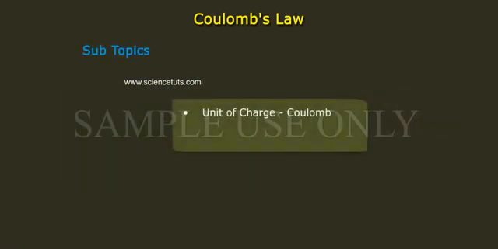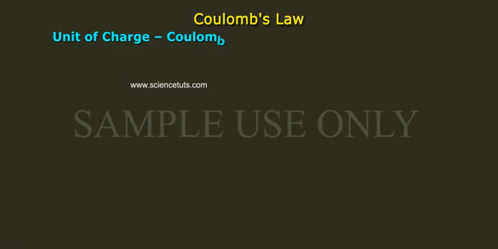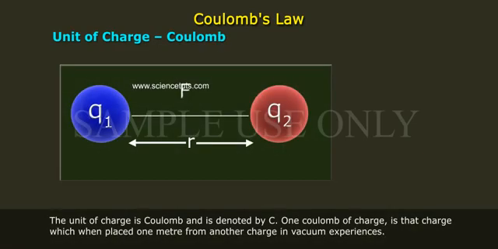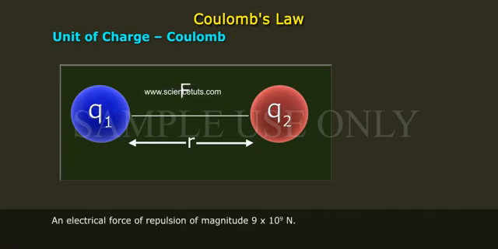Subtopics: Unit of charge, Coulomb. Vector form of Coulomb's law. Unit of charge, Coulomb. The unit of charge is Coulomb and is denoted by C. 1 coulomb of charge is that charge which, when placed 1 meter from another charge in vacuum, experiences an electrical force of repulsion of magnitude 9 into 10 power 9 newtons.